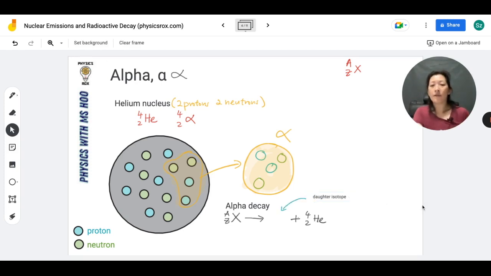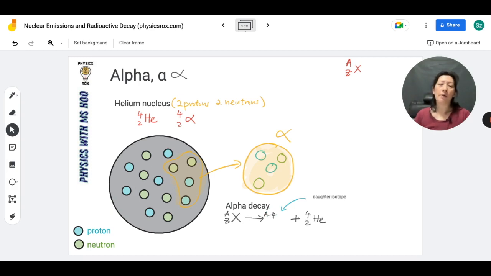Okay, so if we want to write out the notation for the daughter isotope in this case, we first have to know how many protons and neutrons are left behind. So you can see from the diagram here, this nucleus has already gotten rid of this many protons and neutrons, right? So in terms of the mass number or the number of nucleons, it's lost 4 nucleons. So that means the new number here is less by 4. That means A has dropped by 4. So I'm going to write here as A minus 4.